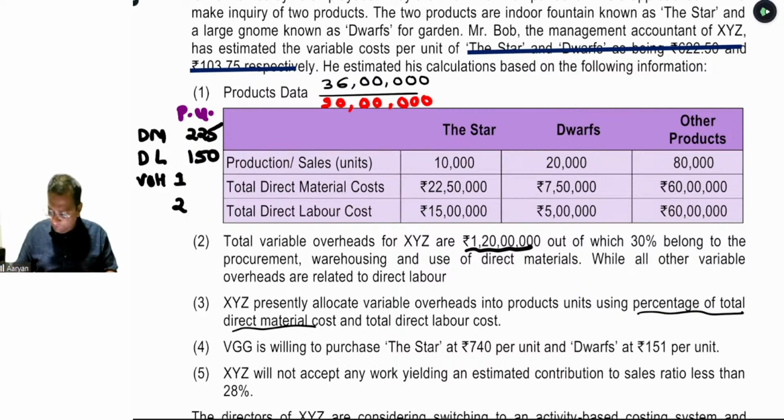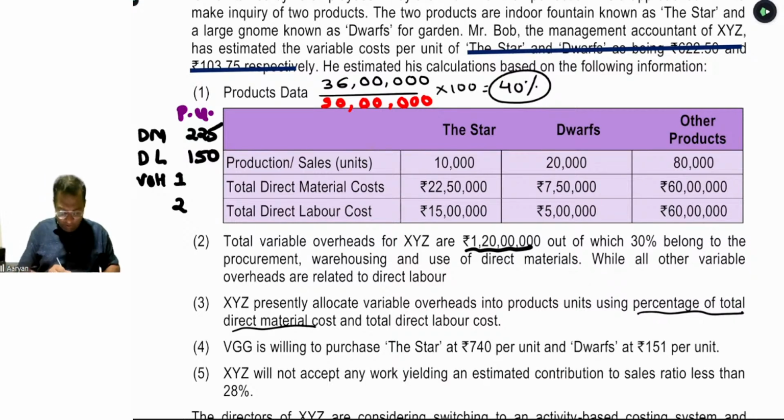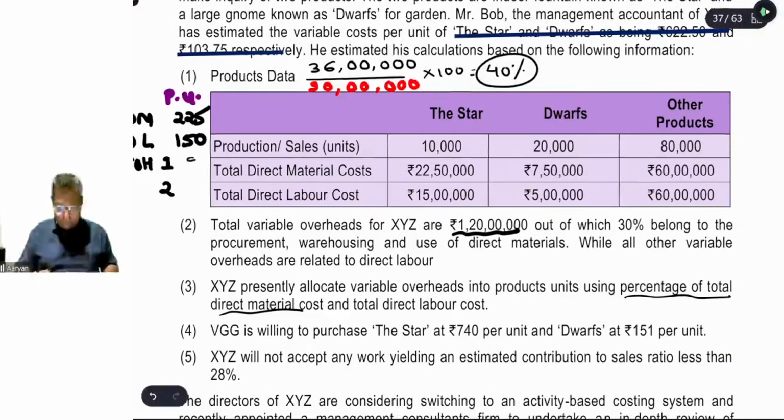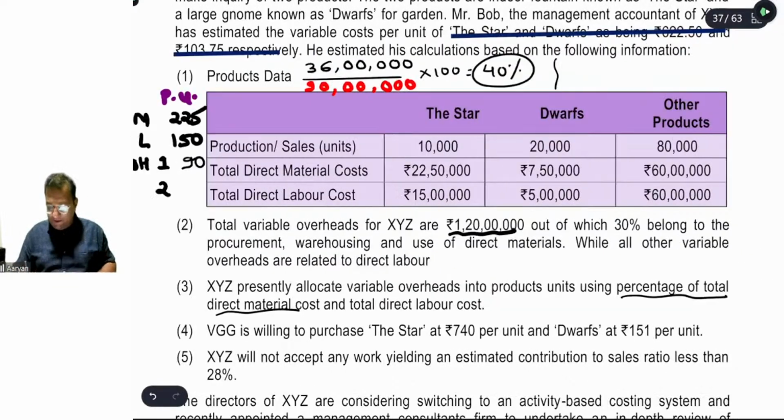Okay. So now, since it has to be calculated on a percentage basis, the percentage is 40%. What is 40%? For every rupee of raw material, we have to recover 40% overhead of procurement, warehousing and use of direct material. What is the amount of material? 225. So 225 into 40%. What is the amount? It's 90 rupees.